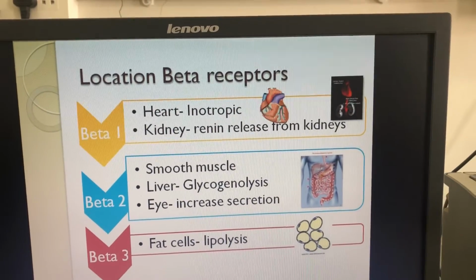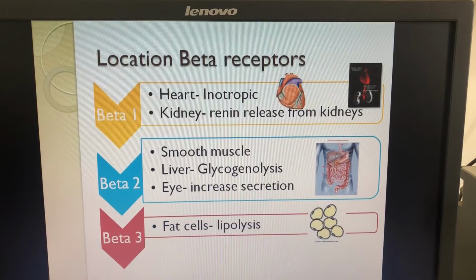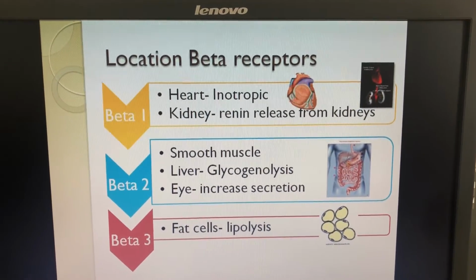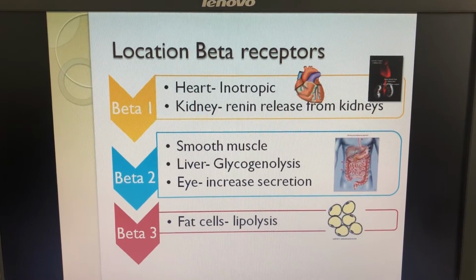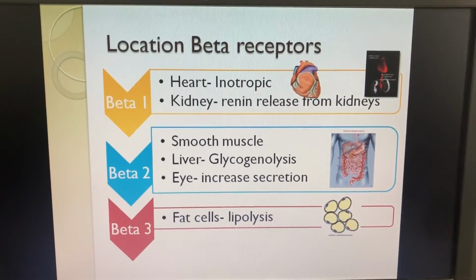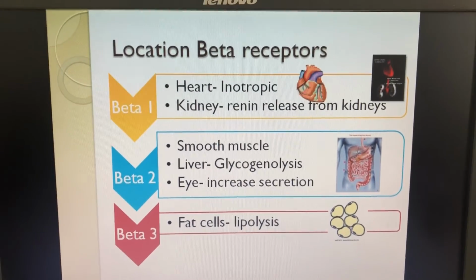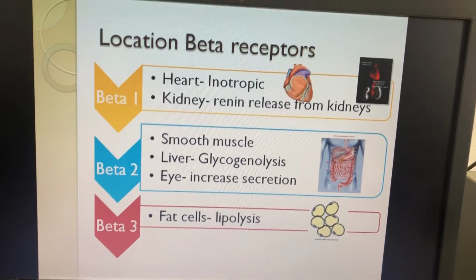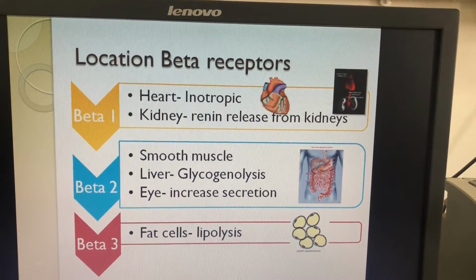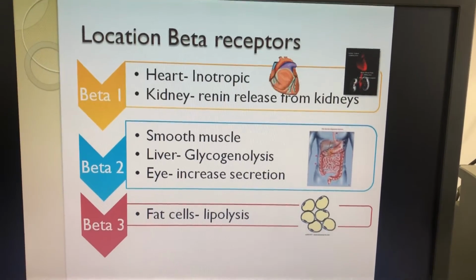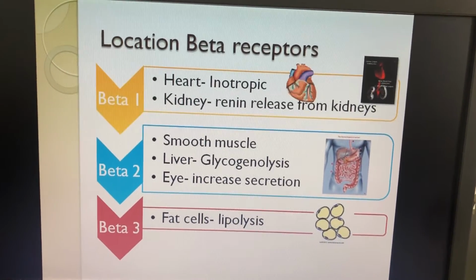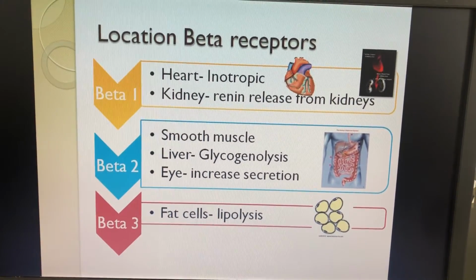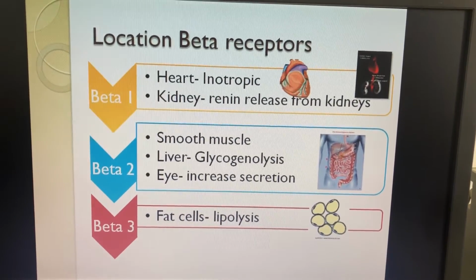Now, these beta receptors are beta 1, beta 2 and beta 3. The beta 1 receptors are present on the heart. Keep it in mind that on the heart we have beta 1 receptors, whereas alpha receptors are not present on the heart. Beta 1 receptors are present on the heart and they have an inotropic effect. The beta 1 receptors are also present in the kidney and they are responsible for the release of renin from the kidney. Beta 2 receptors are present on the smooth muscles, on the liver and also in the eye. Beta 3 receptors are present on the fatty cells and they are responsible for lipolysis.